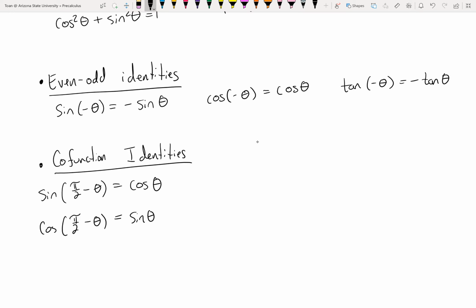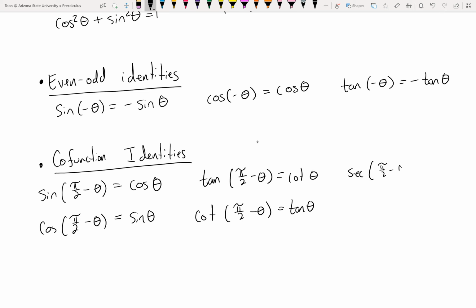And then there is a parity of the other four trigonometric functions. If you take the tangent of pi halves minus an angle, that's the cotangent of the angle. If you take the cotangent of pi halves minus an angle, that's the tangent of the angle. If you take the secant of pi halves minus an angle, that is the cosecant of the angle. And if you take the cosecant of pi halves minus theta, that is the secant of the angle.